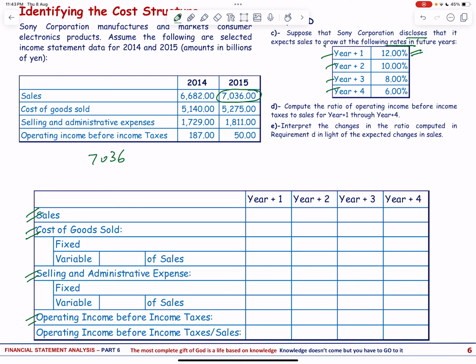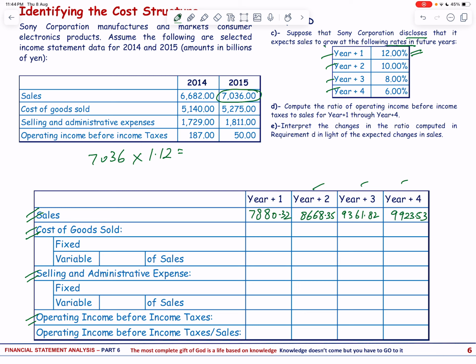That means multiplied by 1.12, that will be equal to 7036 times 1.12, that is equal to 7880.32. In the same way, you can calculate for year 2, 3, and 4, and this will be 8668.35. This will be 9361.82 and 9923.53.